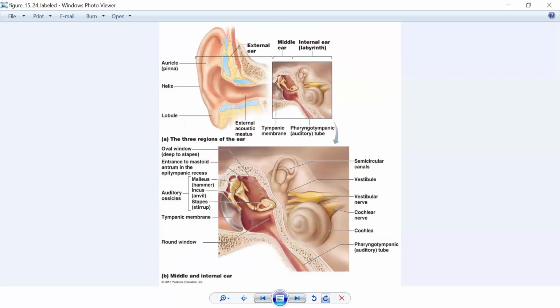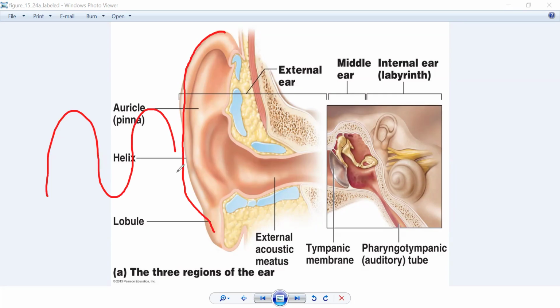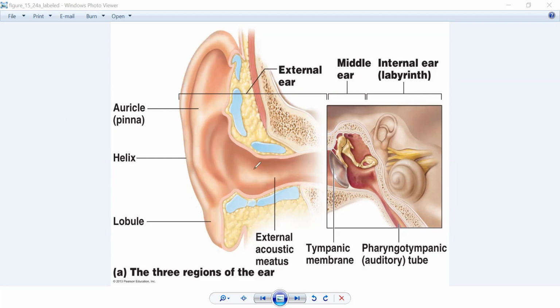All right, let's go to hearing. Now let's get a larger picture here. The outer ear itself is referred to as the auricle or pinna, and the way it's shaped helps to gather sound, and sound travels in waves. So the sound is going to enter and be gathered up by the auricle part. This portion inside here is called the external acoustic meatus. And then when you get in here, is the internal ear.